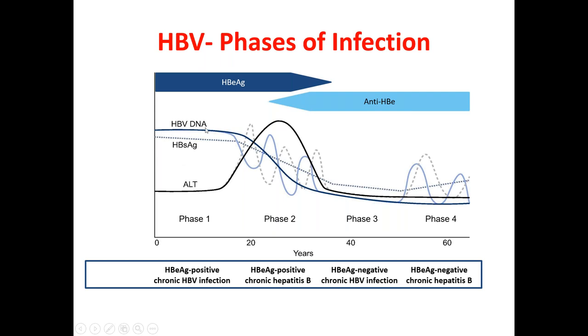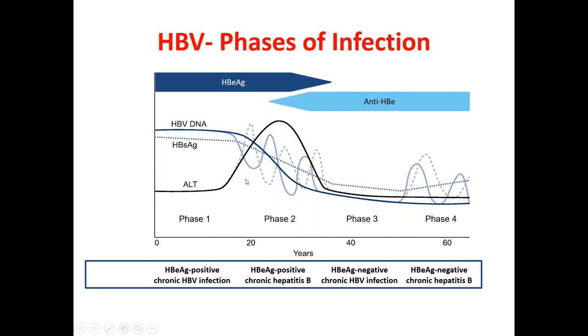A large amount of viral DNA is produced. A large amount of HBs antigen is produced. If you do a liver function test, enzymes will not be raised because the immune system is not developed. As time passes, the immune system matures and starts targeting the hepatocytes where the virus is replicating. As the immune system targets the hepatocytes, the liver starts getting damaged and enzymes from the liver get released. So your liver enzymes will start rising.